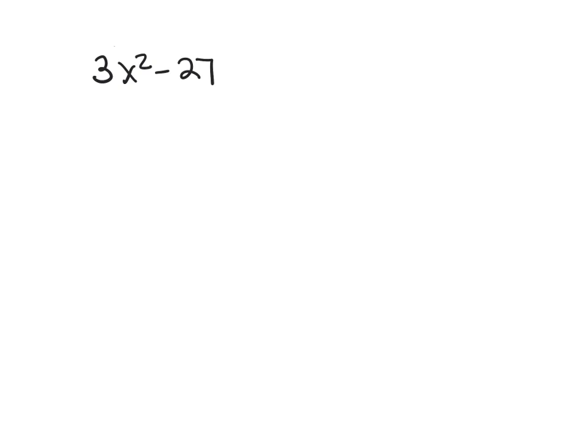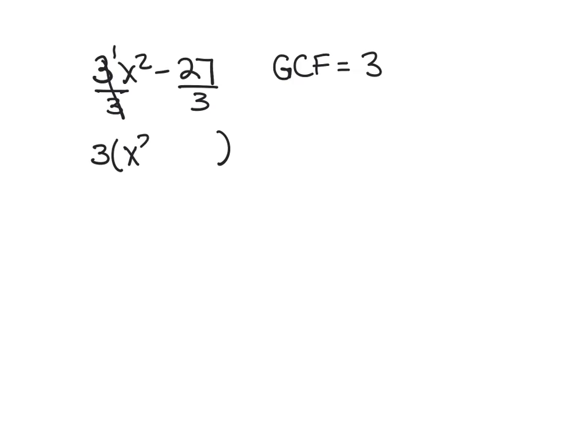Well, first thing you want to do is check for the GCF. The GCF would be 3. So I'm going to divide them both by 3. And I'm going to write 3 times. 3 divided by 3 is 1. But since the x squared is there, I don't need to write the 1. 27 divided by 3 is 9.